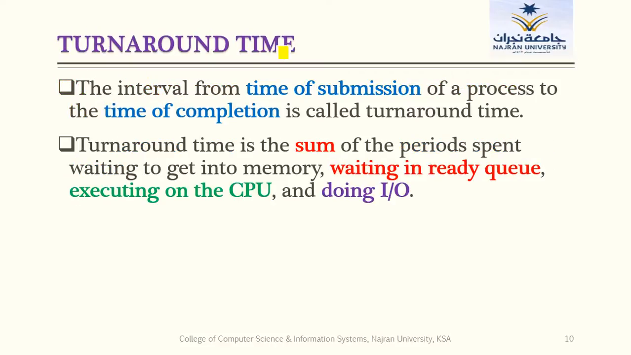Then we have seen the turnaround time. Turnaround time is the measure of the time interval from the time of submission of a process to the completion. So when we submitted the process and when it has completed its work, this is called the turnaround time. This time is the sum of the periods spent waiting to get into memory, waiting in the ready queue, executing on the CPU, and doing IO. So in all the different states we calculate the sum of the time, and this is called turnaround time.